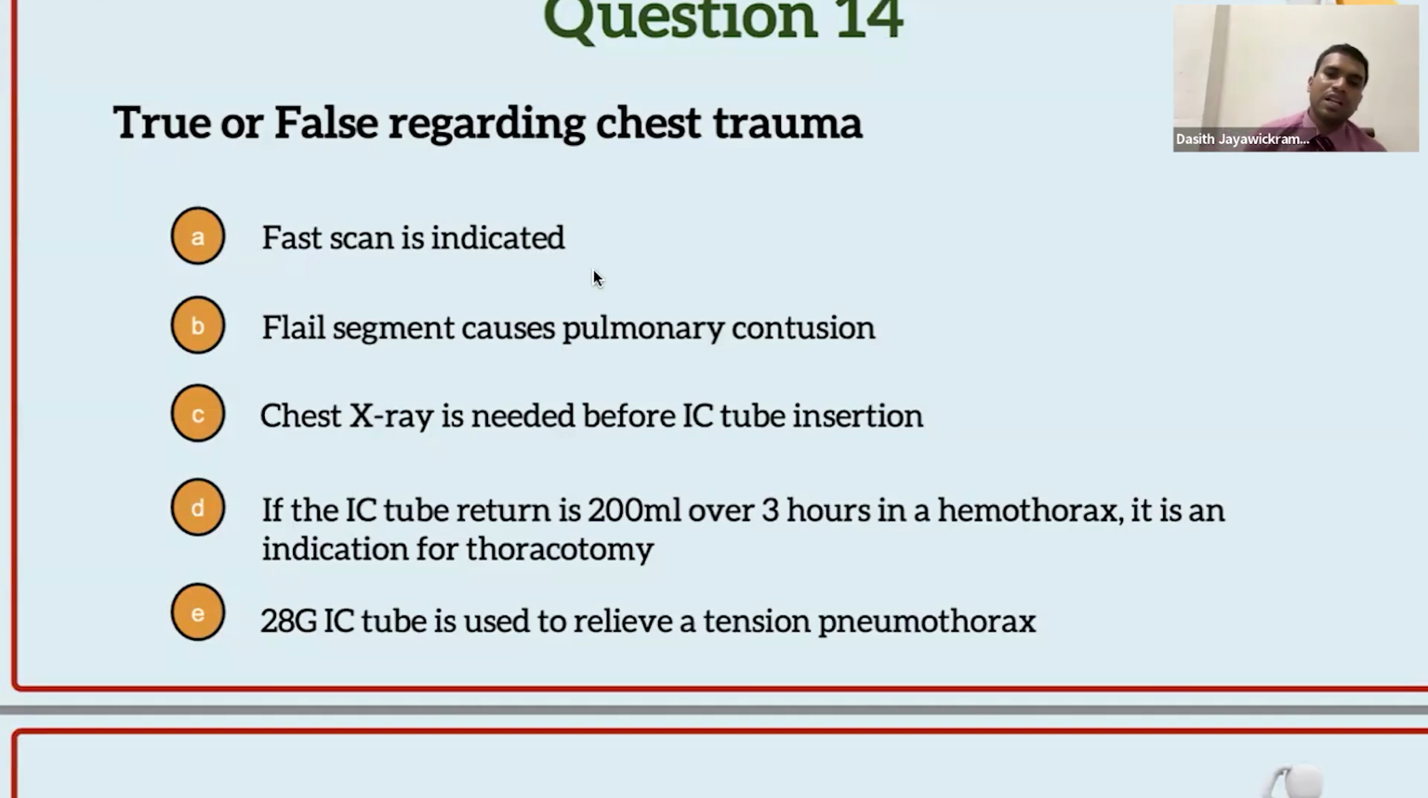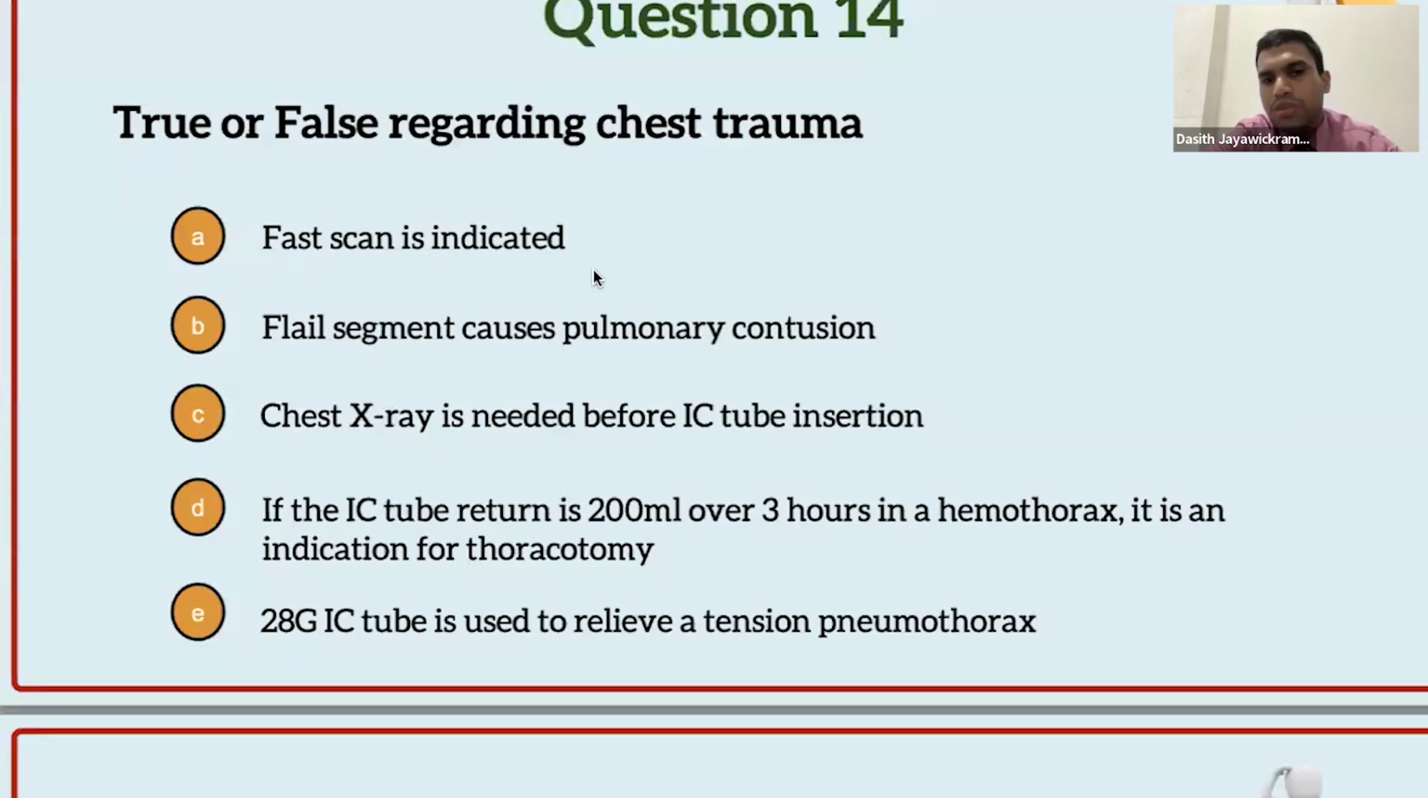Yes. Flail segment causes pulmonary contusion. This term is a little bit ambiguous. Flail segment itself does not cause pulmonary contusion. Pulmonary contusion is caused by the trauma. Flail segment does cause pulmonary atelectasis, not contusion. So this is an ambiguous term. Because of that, if I am sitting the exam, I would leave this term blank because I'm not sure what the examiner intended with this term.